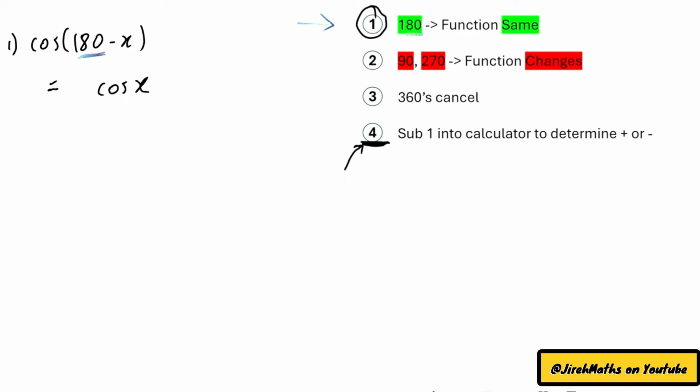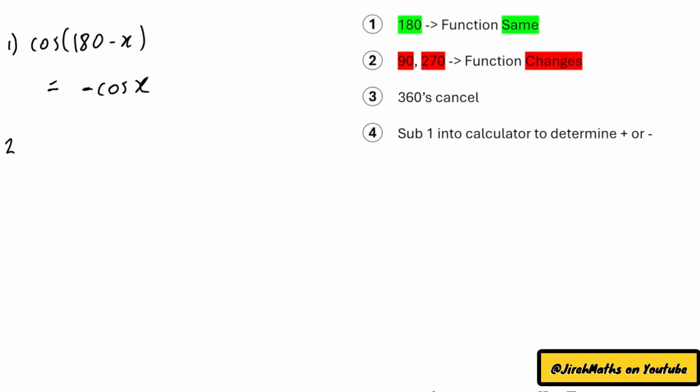What does rule 4 mean? It says sub 1 into the calculator to determine a positive or a negative. If this is our original equation, all we need to do is sub cos 180 minus 1 into our calculator. And if we sub that into our calculator, we are going to get minus 0.999. Now, since this is a negative, our answer here is a negative. So cos 180 minus x is equal to minus cos of x.